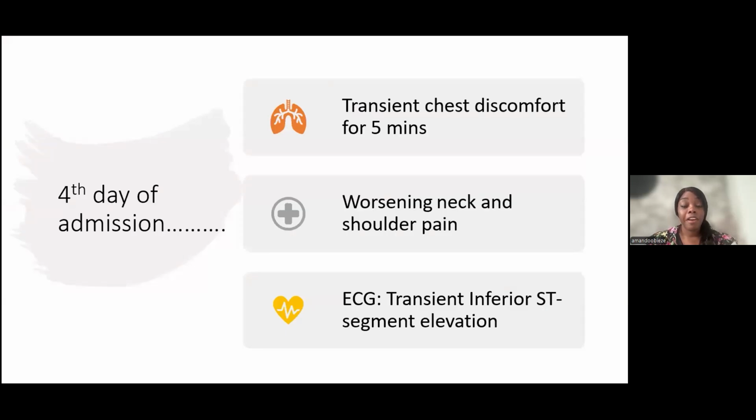So on the 4th day of admission, while he was still having cardiac monitoring, he experienced a transient chest discomfort, which lasted for about 5 minutes and came on while he was shaving. He described that the neck pain, which he had for about a year, was getting worse. And when he had an ECG done, it showed a transient inferior ST elevation. Next, please.